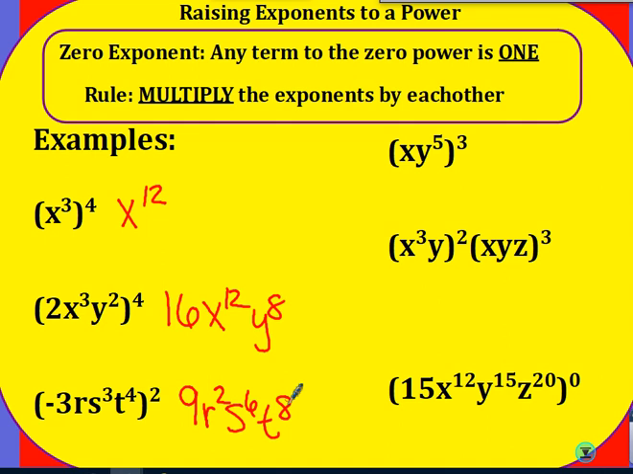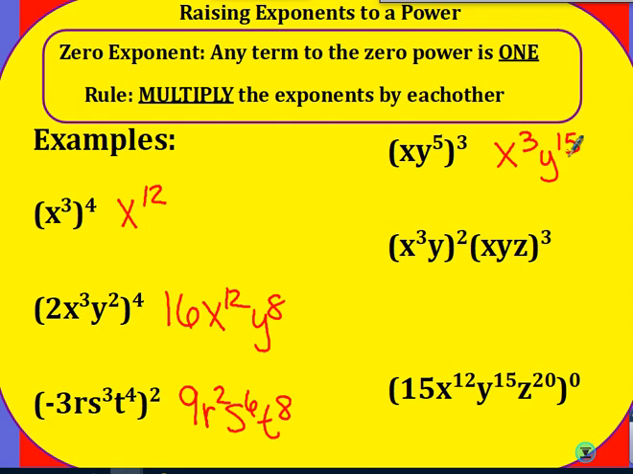For your next example, you have xy to the fifth raised to the third power. You will start out by raising x to the third power, and then raising y to the fifth to the third power as well. Remember, x has the invisible exponent of 1. 1 times 3 gives you the exponent of 3. And y has the exponent of 5. 5 times 3 gives you the exponent of 15.